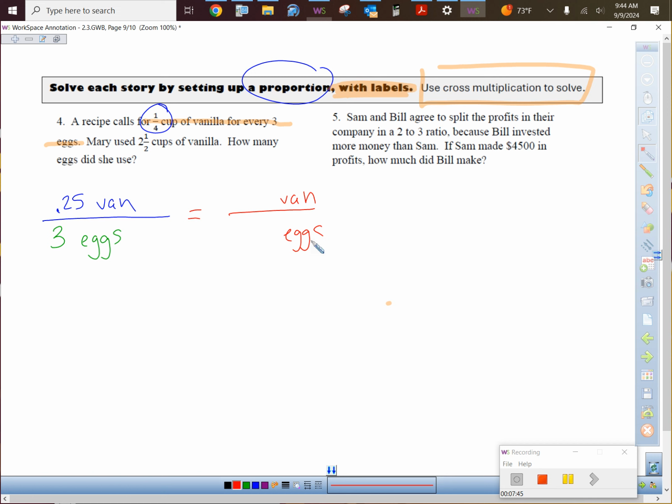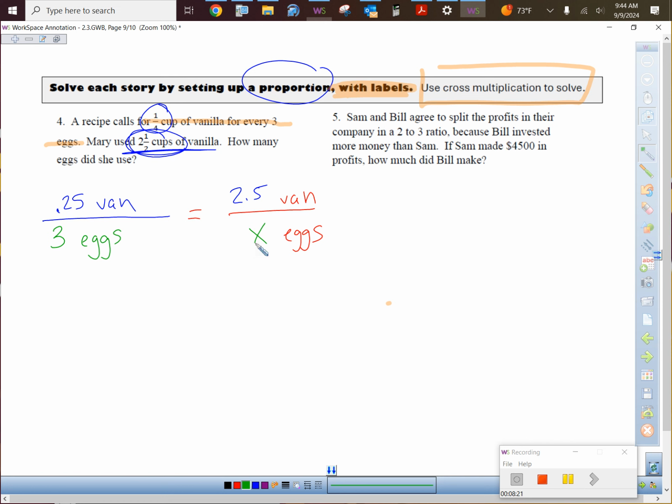They give us one other number right here. Mary used 2½ cups of vanilla. Where do you think that 2.5 should go in this red fraction? Upstairs or downstairs? It has to go upstairs because isn't it about vanilla, right? So it matches the label. Are you with me on that? The weird part for people is they don't know what to put next to eggs. That's where algebra comes in and uses something called a variable. You're pretty handy with x, you know what I mean? So how about we just call that x? We don't know how many eggs that is.